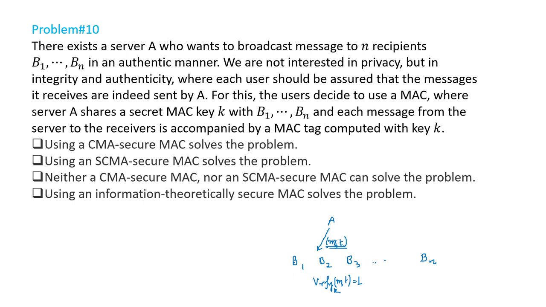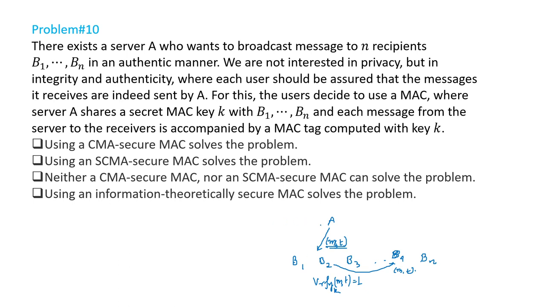However, since k is known to everyone, what can happen is that, let's say B2 gets this message m comma t from A and just forwards it to B4. Now B4 also validates that m comma t pair with the same tag t and gets the output of the verification algorithm as 1. Then it will be convinced that it is coming from A, although it is coming from B2. This is occurring because everyone has knowledge of the same key k.